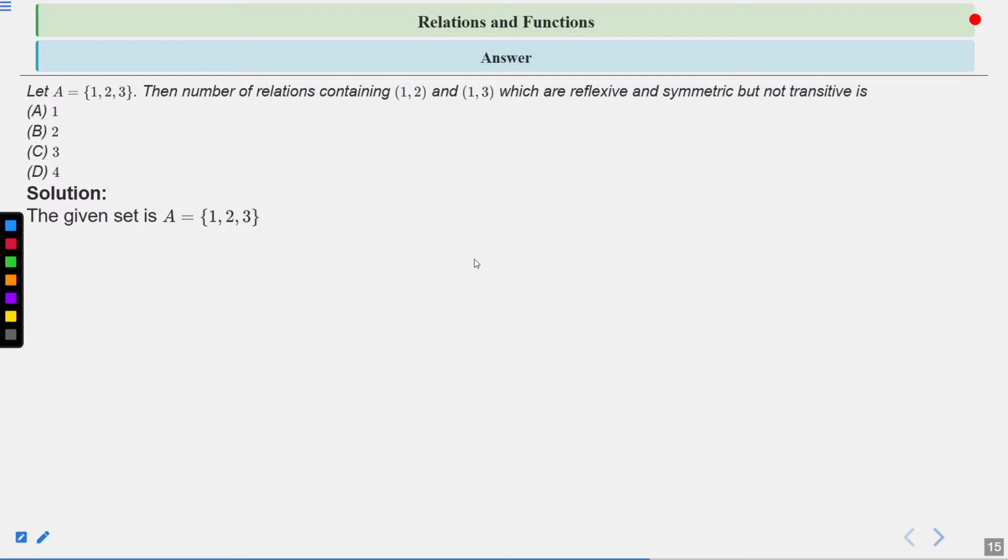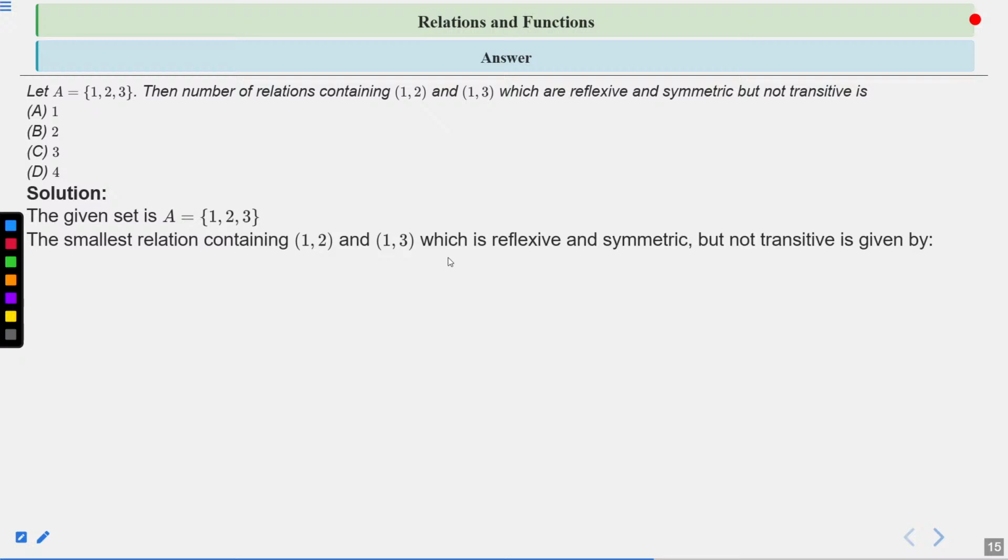The given set A is {1, 2, 3}. The smallest relation containing (1, 2) and (1, 3) which is reflexive and symmetric but not transitive is given by what? The smallest relation can be (1, 1), (2, 2), (3, 3), because it is reflexive, so these must be present. Now (1, 2) and (1, 3) should be present, so (2, 1) and (3, 1) will also be present. Now we have to make sure that this relation is not transitive, then only all the conditions will be satisfied.